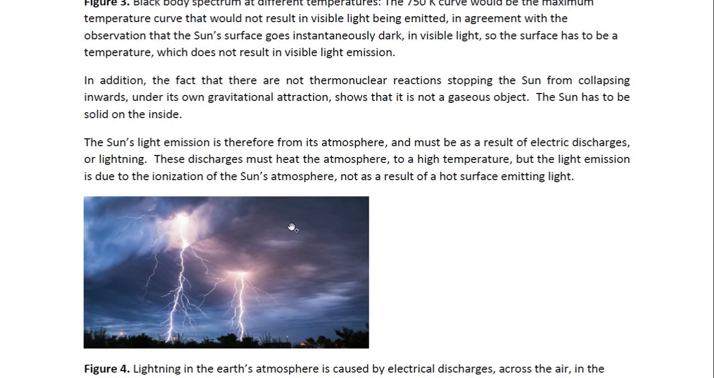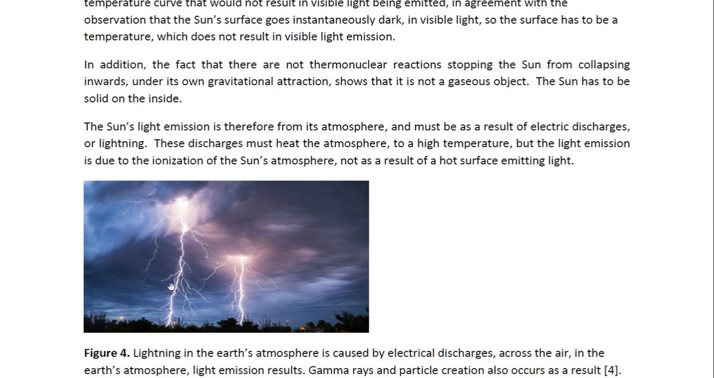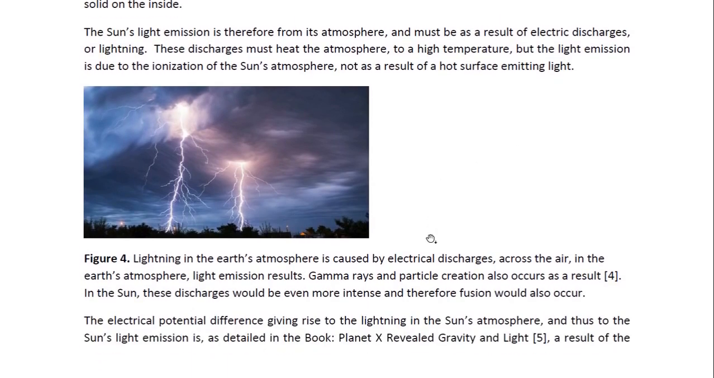These discharges must heat the atmosphere to a high temperature, just like we have high temperatures as a result of lightning in the Earth's atmosphere. So in the region at the time of this discharge, the air becomes quite hot. But that heat will quickly dissipate because this only occurs for a moment or two. So the light emission is due to the ionization of the sun's atmosphere, not as a result of a hot surface emitting light.